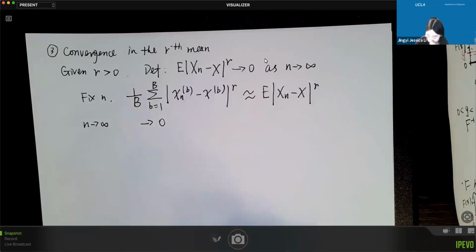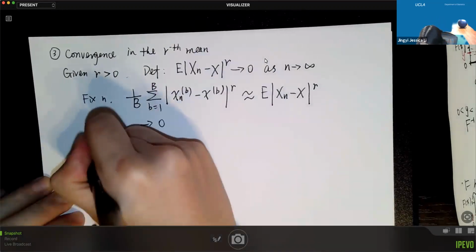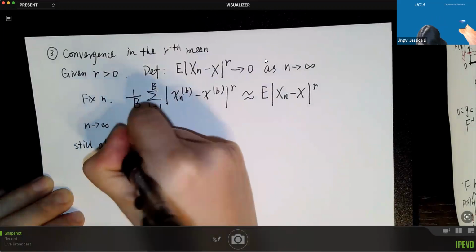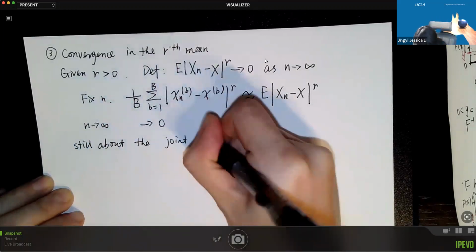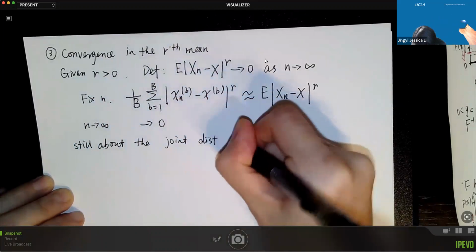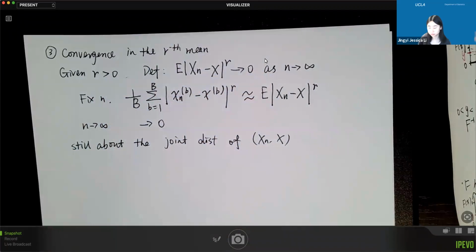So therefore, this is still about the joint distribution of Xn and X. It's not about the margin only. And why do we care about this? In statistics, I think many of you might have heard of the mean squared error, especially if you have taken the 201B I taught before.